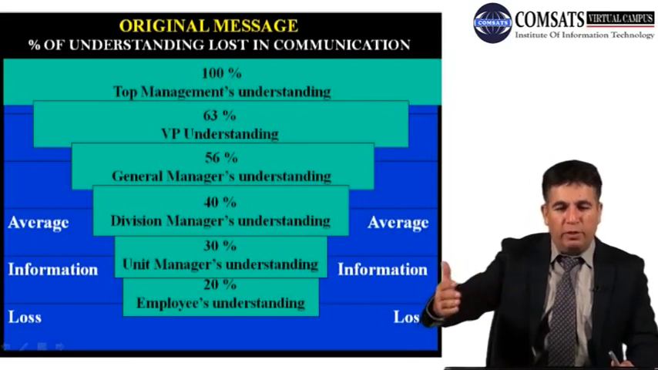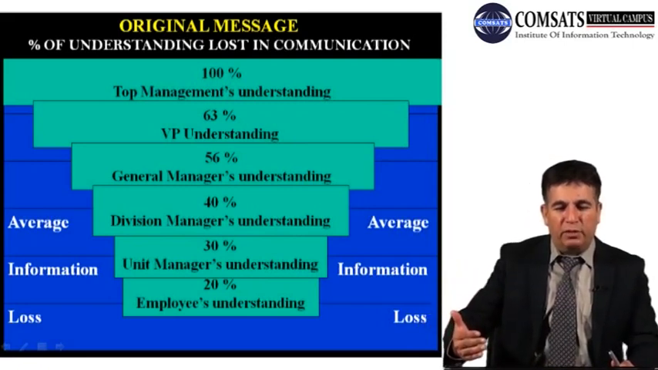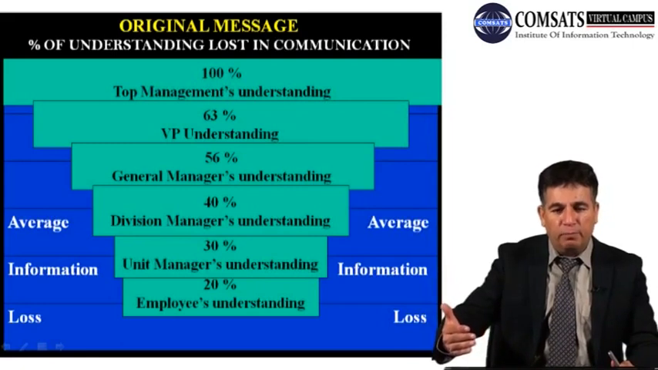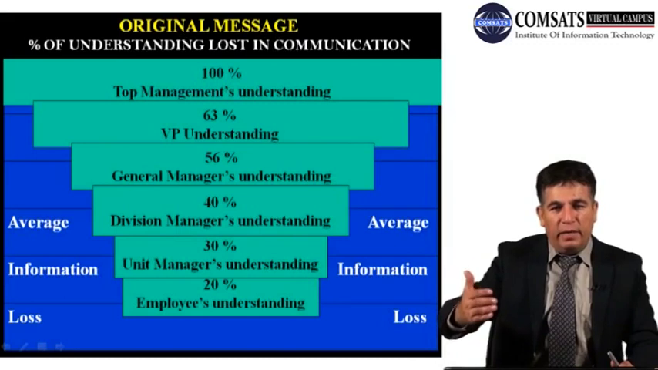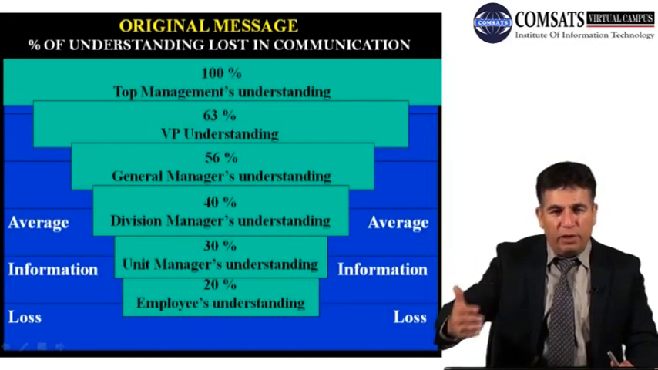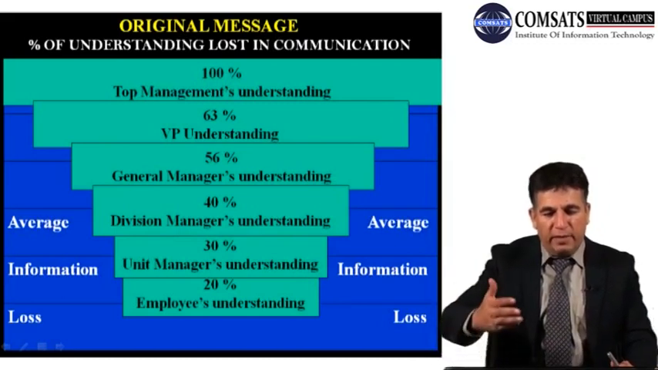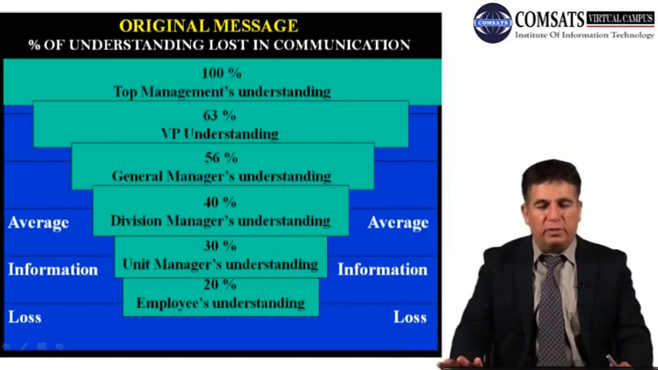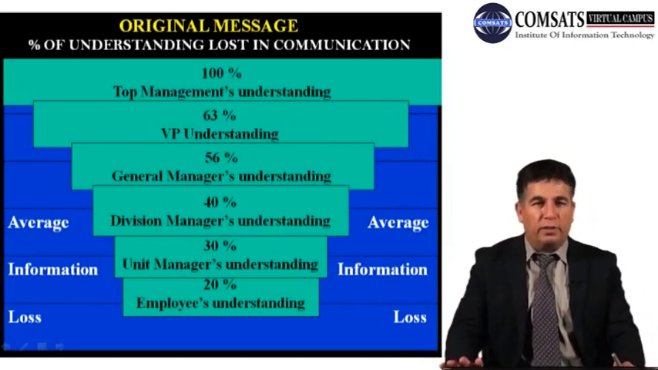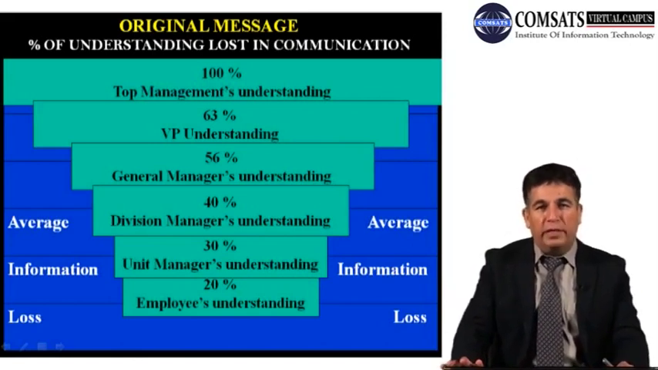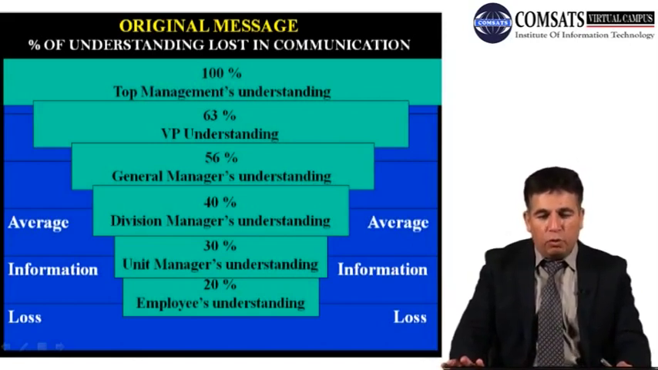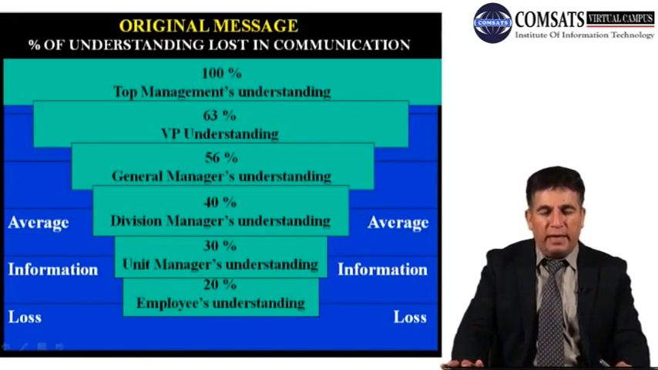When the vice president sends the same information down, the general manager's understanding is 56%. The general manager passes it to the division manager, and the division manager's understanding is 40%. And then when it moves to the unit manager, understanding is only 30%. And when it comes to employees' understanding, it is only 20%. So now you see that there is 80% information loss on average.